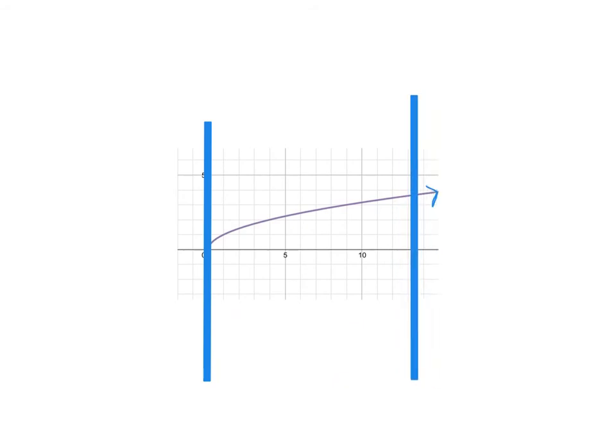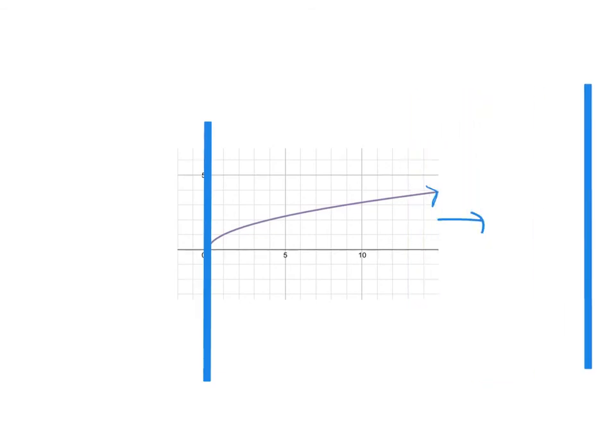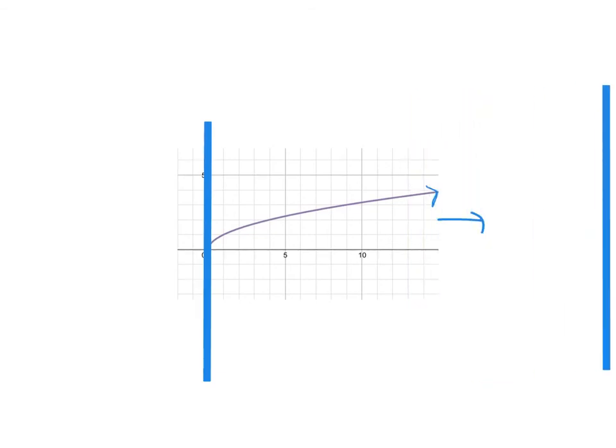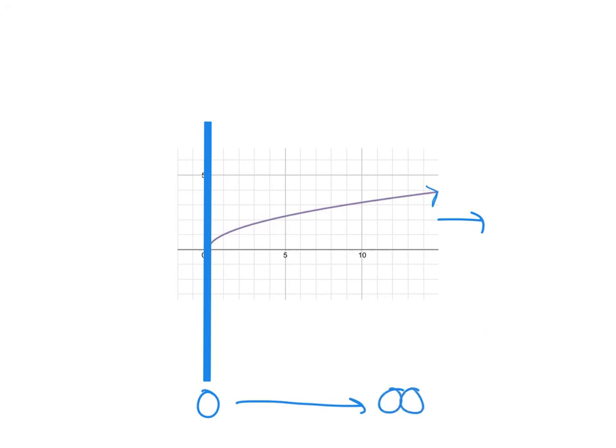Now I've run out of graph, but this arrow is communicating to me that we should keep going right forever. So where would I put this border? Well, right forever. And what's right forever? Well, that's the number positive infinity. So I can see here that I'm starting at 0 and I'm going right forever to positive infinity.